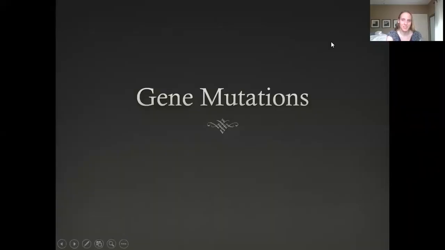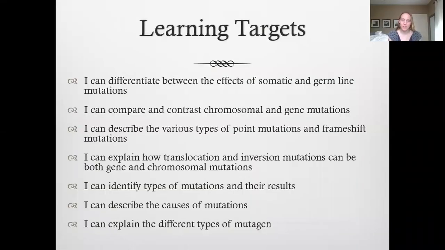So for today's lesson on gene mutations, we're going to go over the difference between somatic and germline mutations. We're also going to briefly compare and contrast chromosomal and gene mutations just so we don't get them confused. Then we're going to look at the different types of point mutation and frameshift mutation. We're going to talk about the types of mutations that can be both gene and chromosomal. And then we'll look at different types of mutations based on their results and the things that cause mutations.